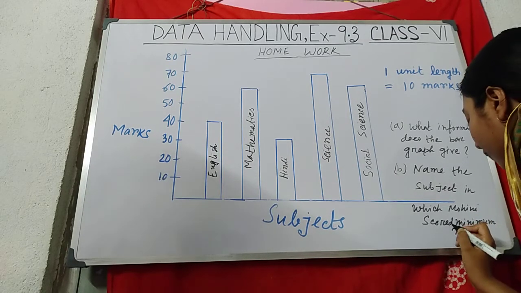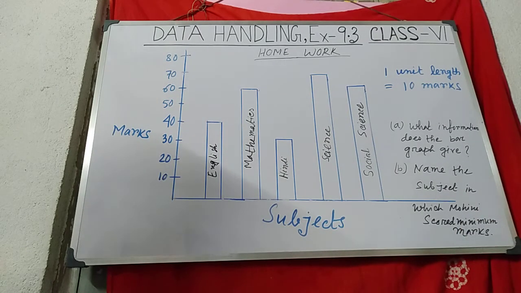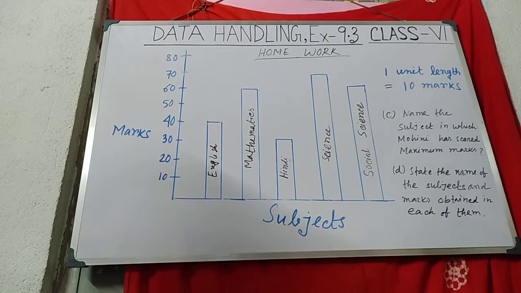Scored minimum marks. Now your third question. Name the subject in which Mohini has scored maximum marks. And your fourth question and the last question, state the name of the subjects and marks obtained in each of them.